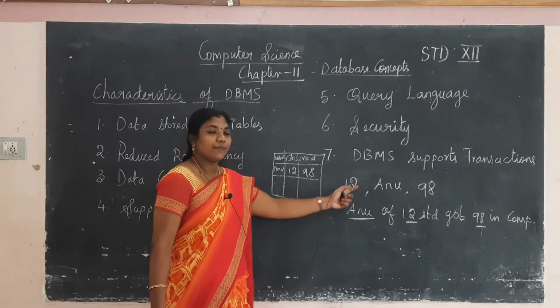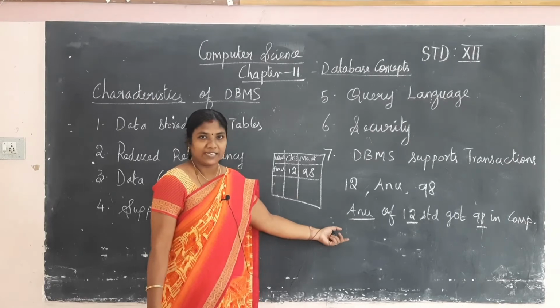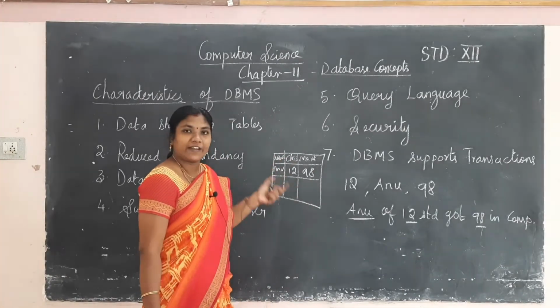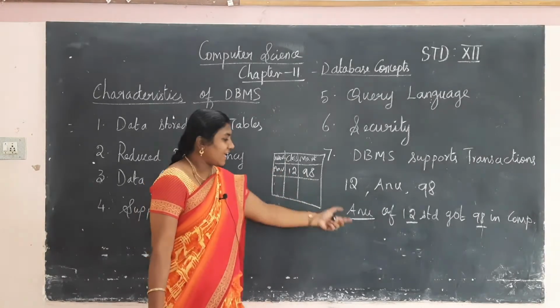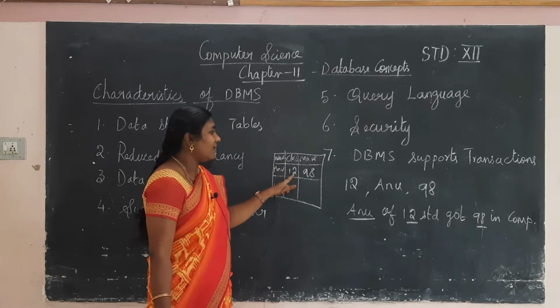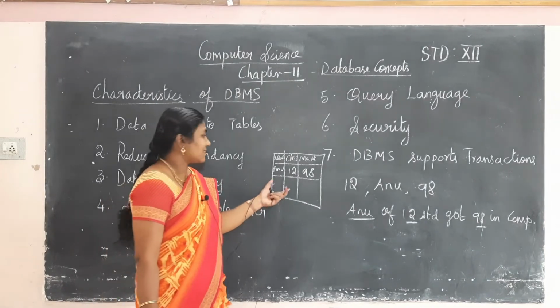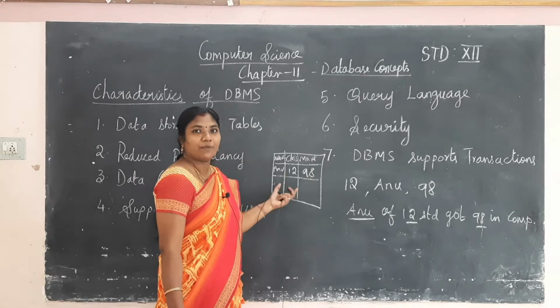Clear? This is the same raw data. If we write it in a sentence, it gives the information like this. The same thing is written in a table. I have framed a table and given the raw data. This also gives the same meaning as this statement, that Anu of class 12 had secured 98 marks. So this is the transformation of raw data into tabular format.